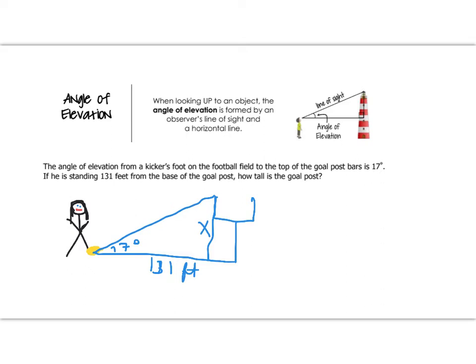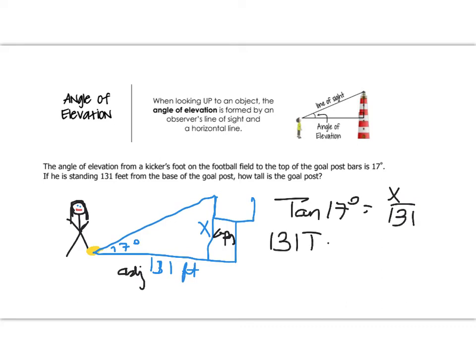So in this case, we would set up our equation, and it looks like we are looking at tangent. So the tangent of 17 degrees, because this is adjacent and this is opposite, would be opposite over adjacent. Cross multiply, we get 131 tangent of 17 degrees is equal to x, and your final answer should be x is equal to 40.1 feet. Okay, that's angle of elevation.